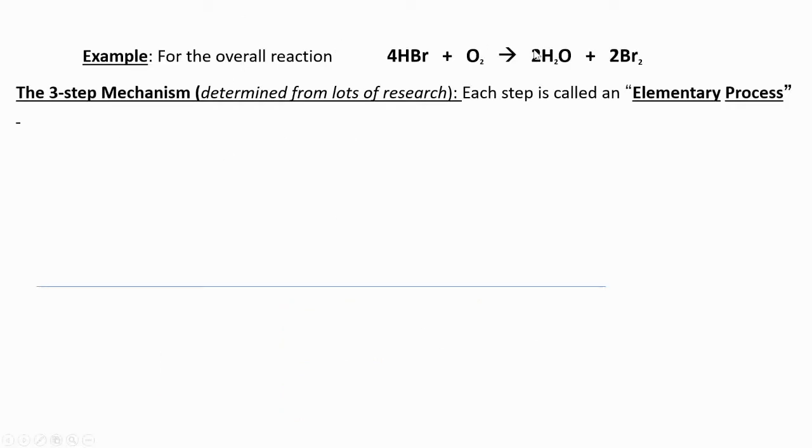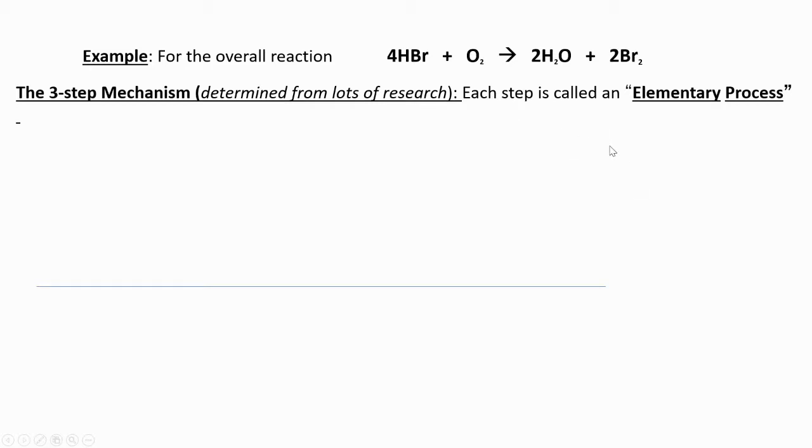All right, so for the overall reaction, right? This is 4 HBr plus O2 going to 2 H2O and 2 Br2. This is the overall reaction, reactants and products, just like we've seen before. The three-step mechanism, determined from lots of research, right?